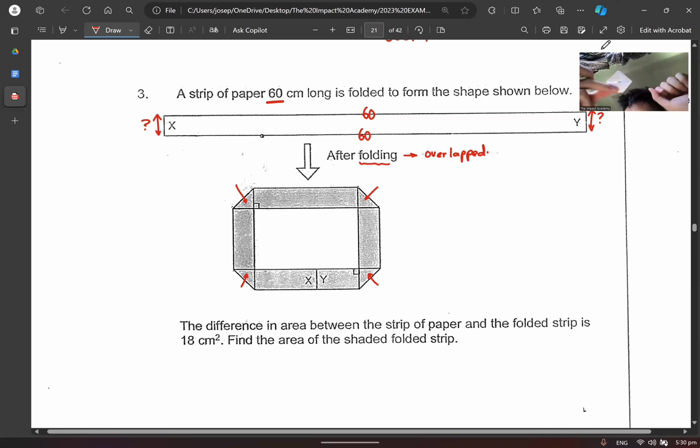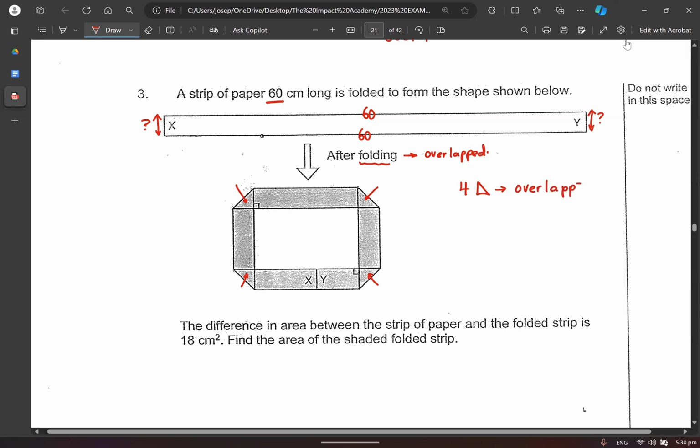My paper is not long enough, but you can see that some parts are overlapping, and the parts that are overlapping are all of the triangle. You see for yourself, when you fold it, you must see it for yourself, that all of the overlapping parts are triangles. So I want you all to write over here, there are 4 triangles in total, and these 4 triangles are all what we call our overlapping parts.